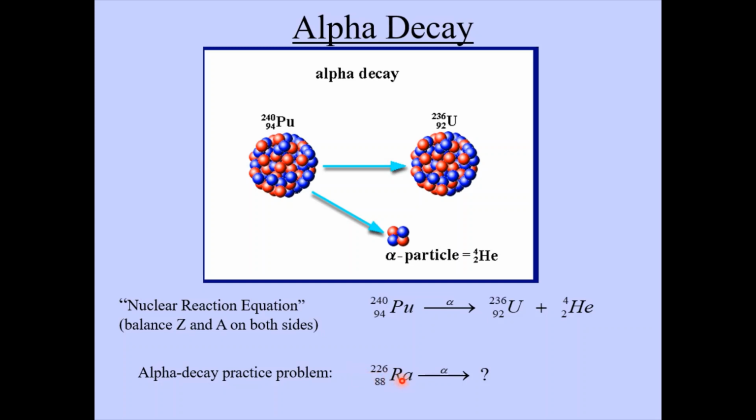This is radium-226, which undergoes alpha decay. So see if you can figure out at least what the numbers would be here of the products over here on the right side. So go ahead and pause the video and work this out on some scratch paper.